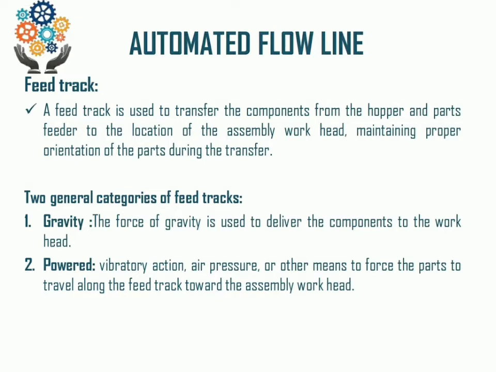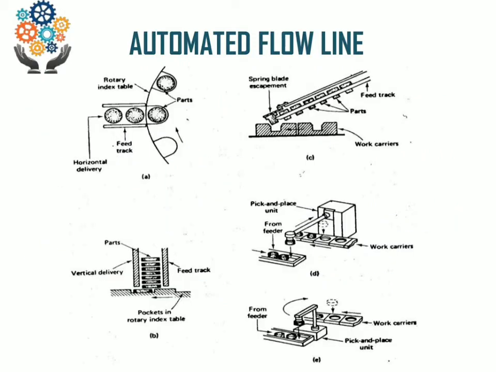Then the powered feed track uses vibratory action, air pressure or other means to move the material from one workstation to another section, or from one element to another element, for the assembly work head or the processing work head. These are some examples of escapement and placement devices where you can release the material. This is a rotary indexing table. Here we can see the first type, a horizontal delivery system which delivers the parts on a rotary indexing table and fixes the parts where the assembly is required.